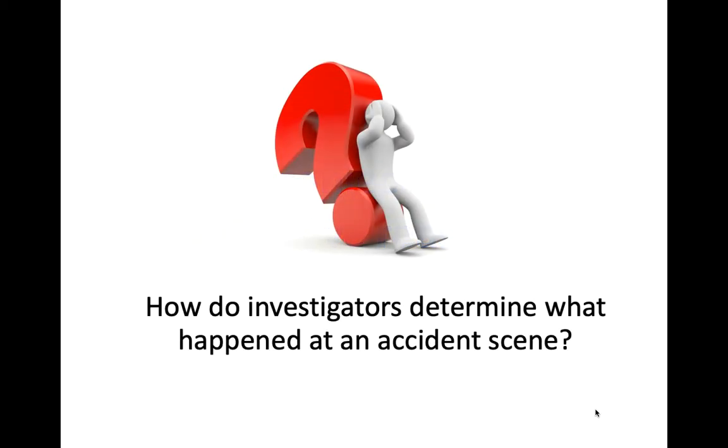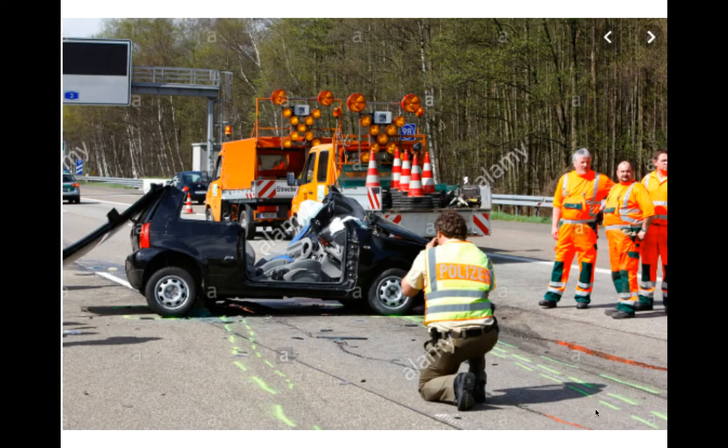So we started with just a general question, getting you to think about how do investigators determine what happened at an accident scene. Of course, they have to try to figure out what took place for insurance purposes, and then at another level as well, the criminal level, in case something such as impaired driving or reckless driving resulted in someone being seriously hurt.